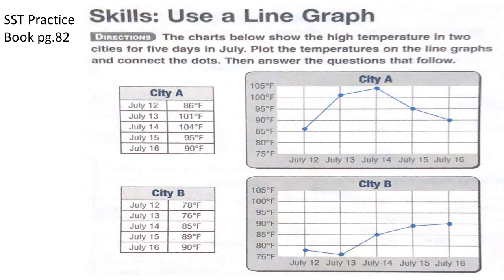City A, city B. The title goes in, labels are very important, and once that is done, you need to check: all the dates are right here on the bottom of the graph, on both of these graphs, city A and city B, and the temperatures are on the side in degrees Fahrenheit. Perfect. Now, all I need to do is go to the table: July 12th, 86 degrees Fahrenheit.